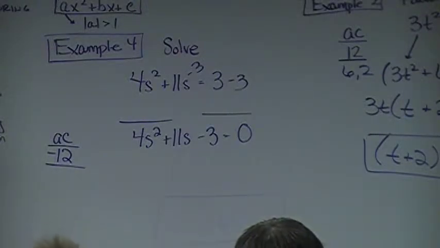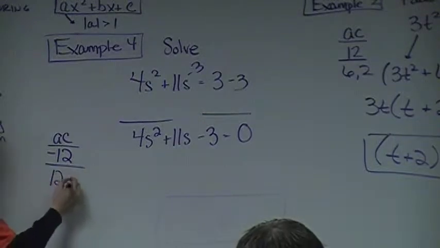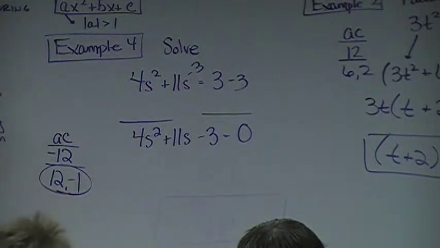So, can you come up with two factors of negative 12, Jack? 12 and negative 1. Who agrees with that? 12, negative 1. Awesome. All right, Austin agrees. Good. And a lot of other people.